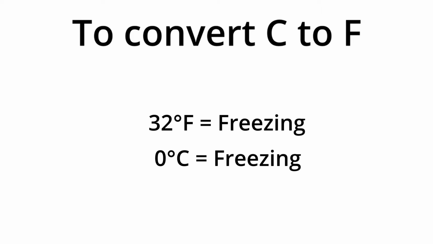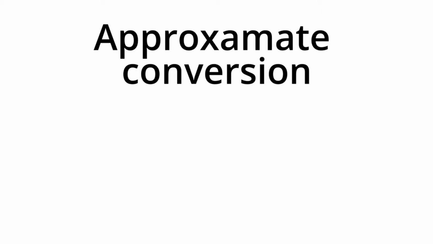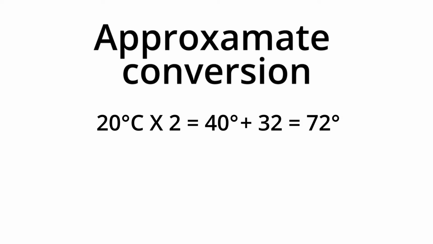centigrade is also freezing. Worst case, if you just want an approximate temperature conversion, just double the centigrade value and add 32. So at 20 degrees centigrade, we double to get 40. We add 32 to get 72 degrees. The actual Fahrenheit value is 68, so at least you're in the ballpark, so to speak.